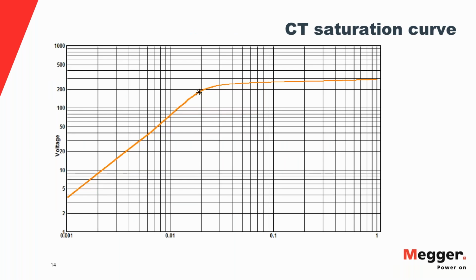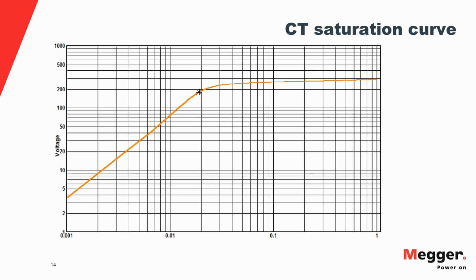We can highlight this using a CT. Let's look at the CT saturation curve. On the y-axis, you have the voltage that's applied across the secondary winding of the CT. On the x-axis, you have the excitation current, the current that the CT winding draws. You can see a point marked as an asterisk on the graph, and that's your saturation voltage. It's about 180 volts, which tells me that the CT is a C200 CT.